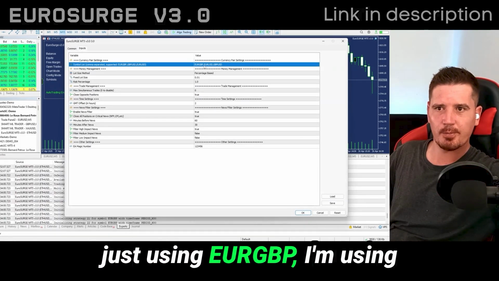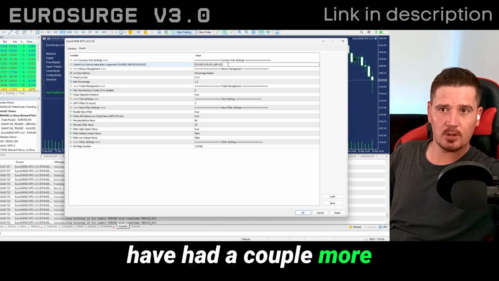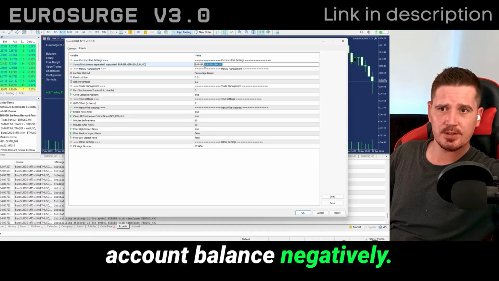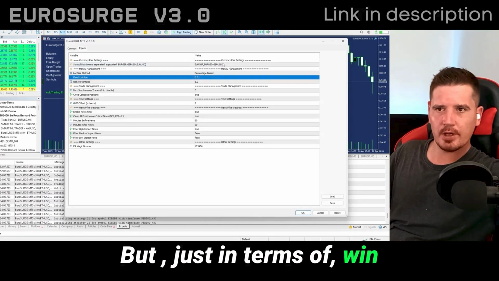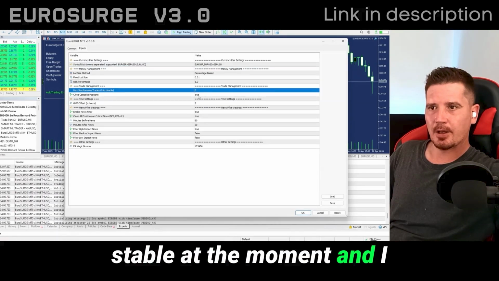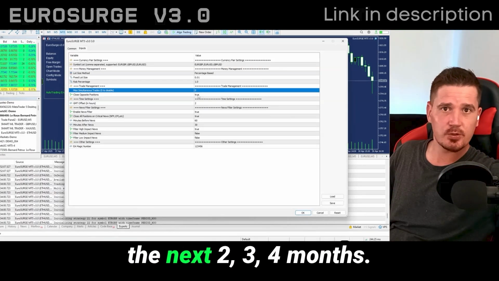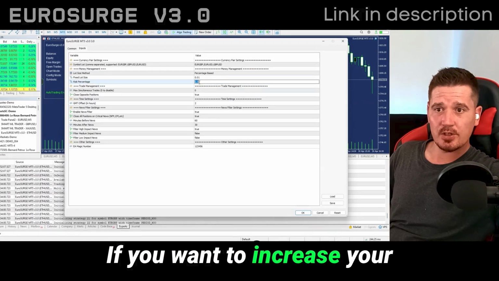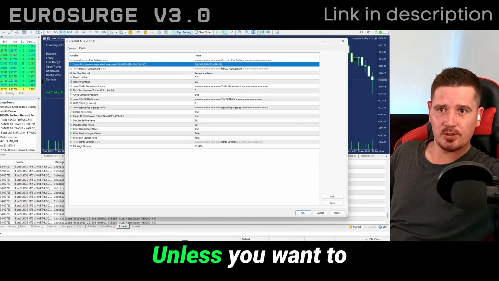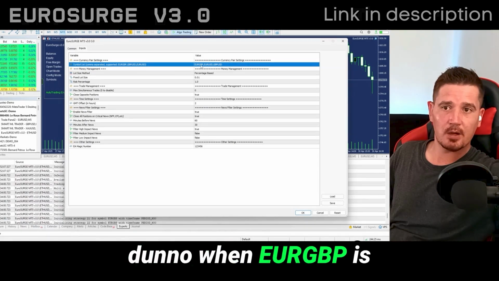But I'm not just using Euro Pound, I'm using EURUSD and GBPUSD, which have had a couple more losses on their end as well. It's not affecting the account balance negatively, but just in terms of win rates, Euro Pound is the most stable at the moment, and I don't see any reason for it not to continue being stable for the next 2, 3, 4 months. If you want to increase your risk, just use what really works, and that is Euro Pound. Unless you want to decrease your risk and diversify, because we don't know when Euro Pound is going to start losing trades.